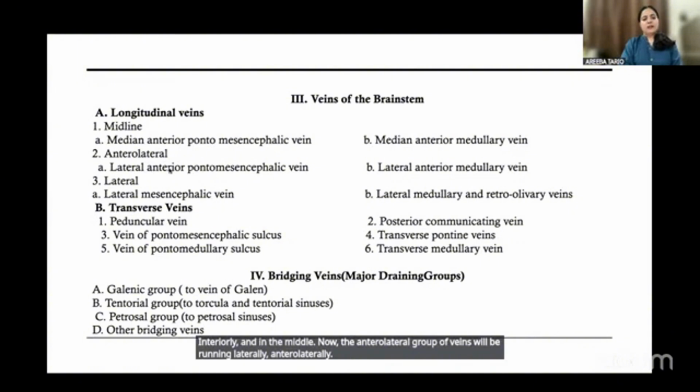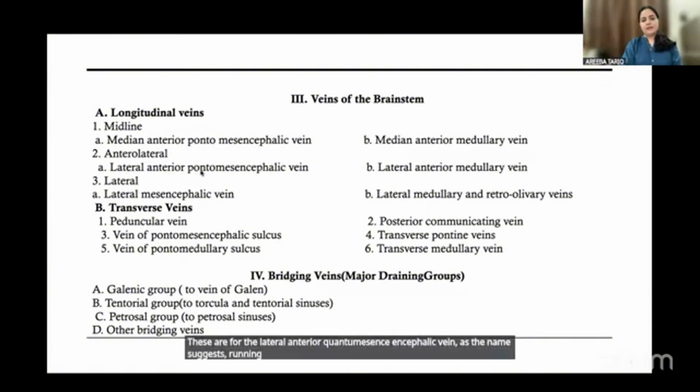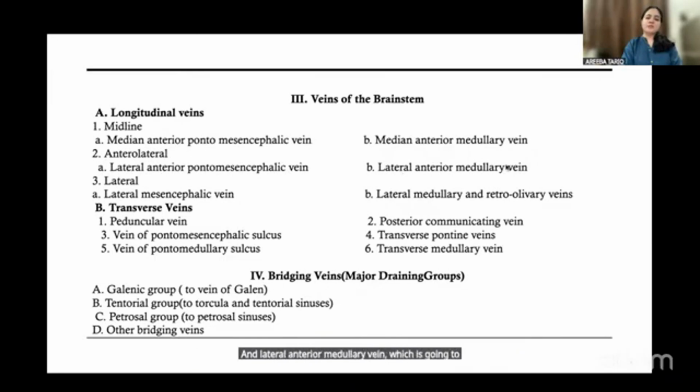These are further lateral: the anterior pontomesencephalic vein, as the name suggests, running in the lateral anterior aspect of the pons and midbrain, and the lateral anterior medullary vein, which is going to run on the lateral anterior surface of the medulla. Laterally, we have the lateral mesencephalic vein, lateral medullary, and retro-olivary veins. Very simple to remember. Just visualize the surfaces they are going to be associated with.